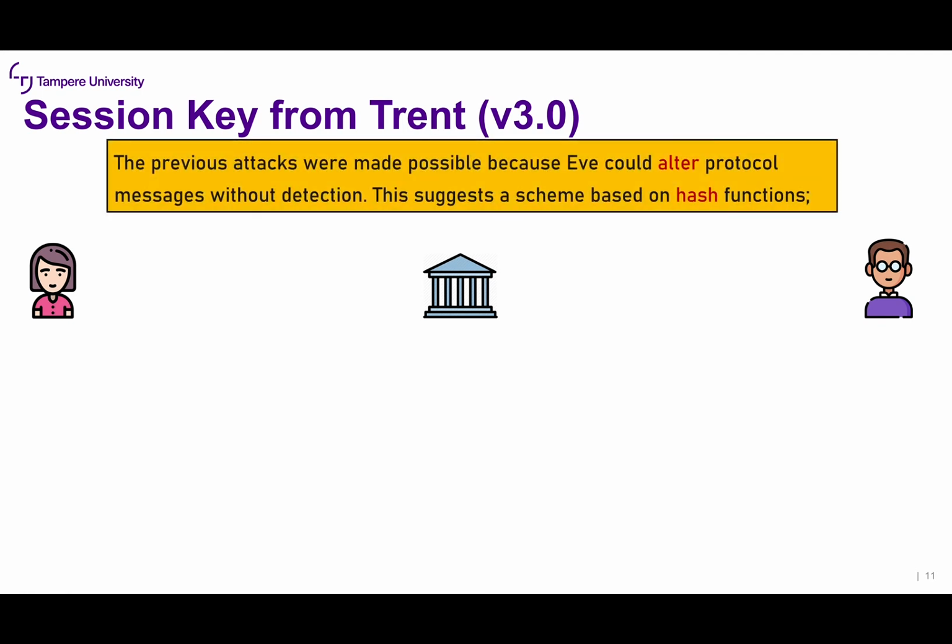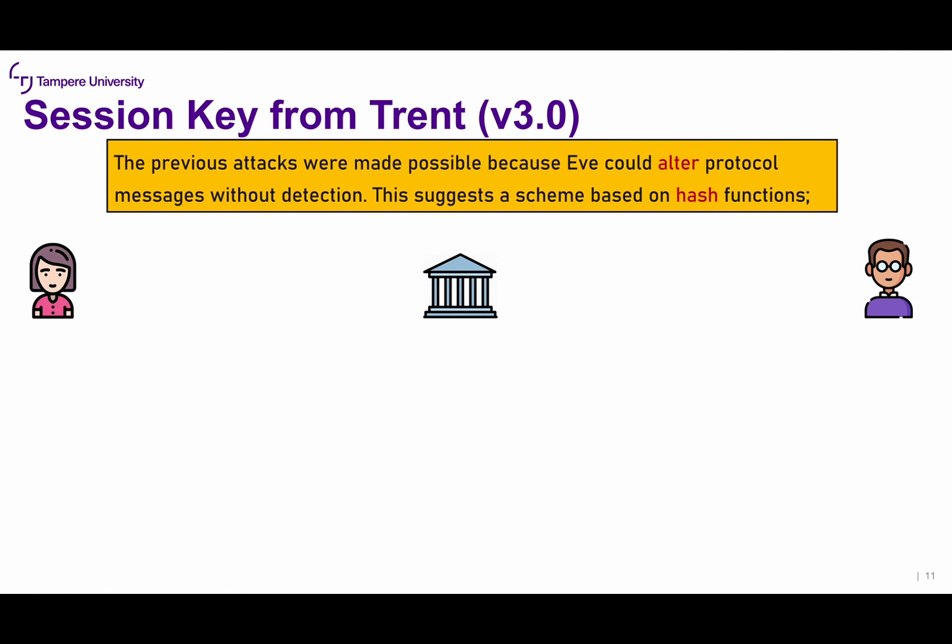The previous attacks were made possible because Eve could alter protocol messages without any detection, right? So this suggests that we need to have a scheme based on hash functions. Do you remember, I think it was lecture 2, we talked about cryptographic hash functions, and we said that we are going to use them in order to provide integrity of our messages. So this was the problem here, right?